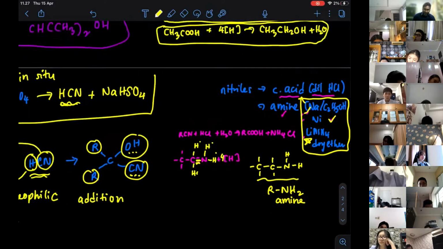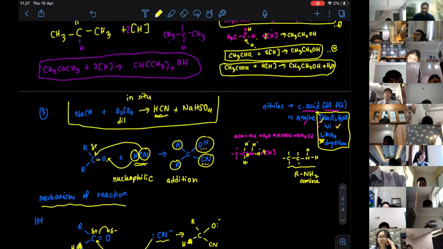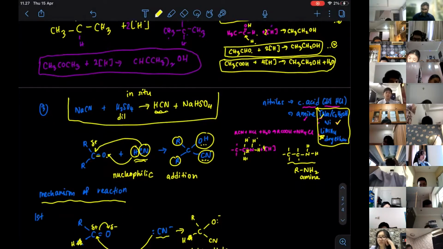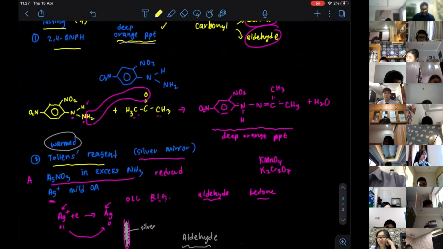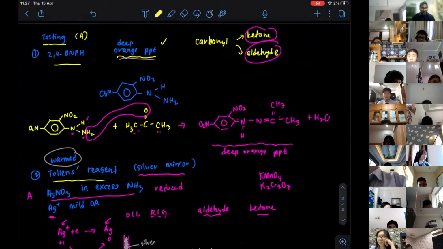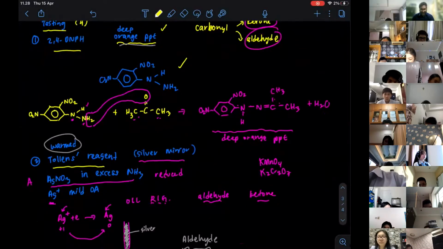Okay, so now if you look at it again, you can see we learned about nucleophilic addition reaction. We have learned about testing. There are 4 tests. I taught you about 2,4-DNPH, how to write the equation, and then how to identify between aldehyde and ketone. So we learned using Tollens and Fehling.